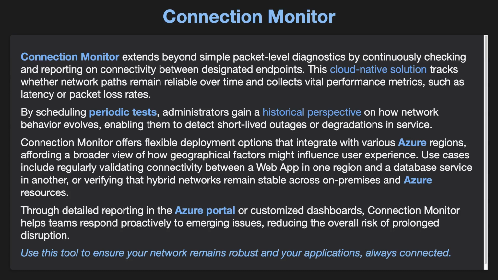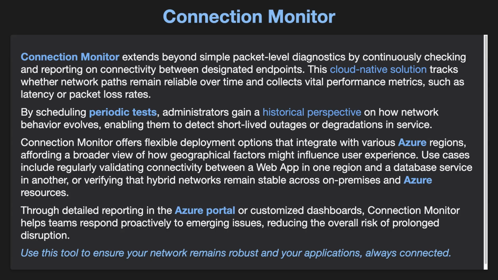Connection Monitor extends beyond simple packet-level diagnostics by continuously checking and reporting on connectivity between designated endpoints. This cloud-native solution tracks whether network paths remain reliable over time and collects vital performance metrics, such as latency or packet loss rates. By scheduling periodic tests, administrators gain a historical perspective on how network behavior evolves, enabling them to detect short-lived outages or degradations in service.